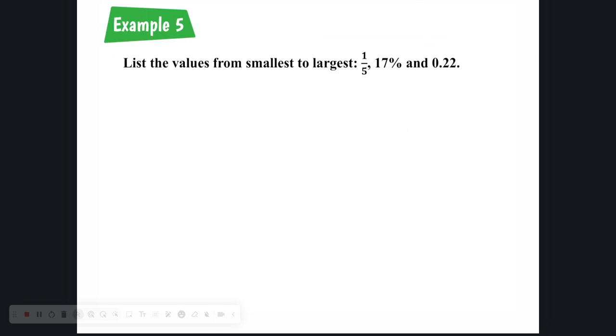Example 5. We'll do this problem together. List the values from smallest to largest: 1/5, 17%, and 0.22. Since all of these values are in different forms, let's convert the fraction and percent to their decimal equivalents. 1/5 is equal to 2/10, or 0.2. To convert 17% to a decimal, divide 17 by 100. 17 divided by 100 is 0.17.